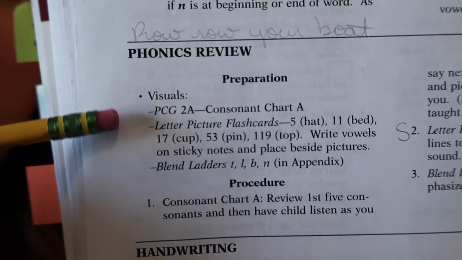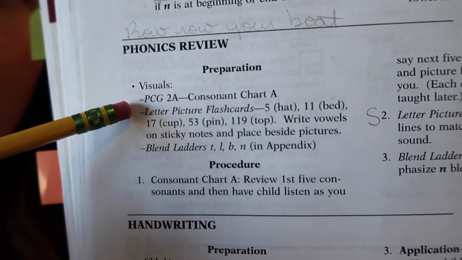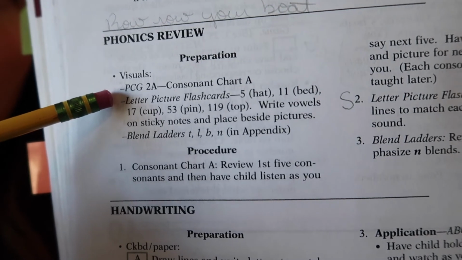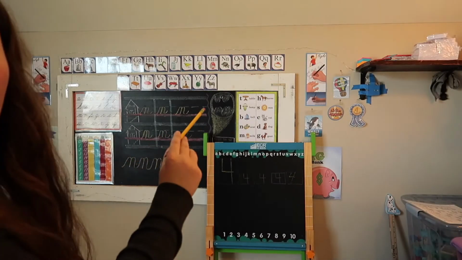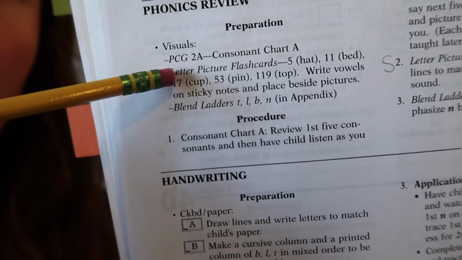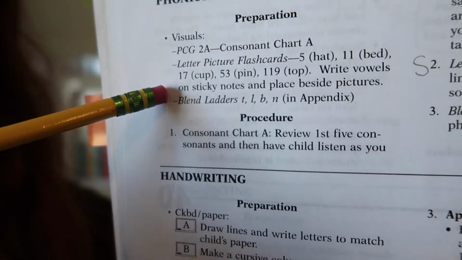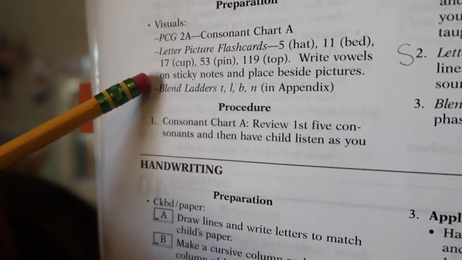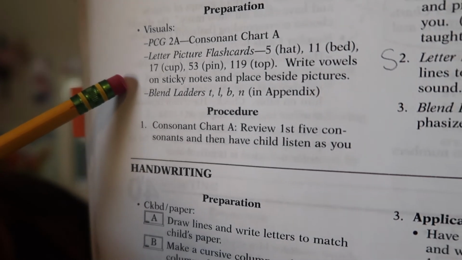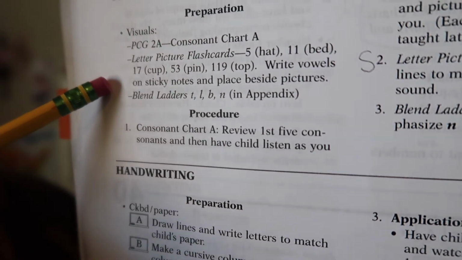Alright, so phonics review, preparation, visuals, PCG 2A, consonant chart A. PCG stands for phonics charts and games. Consonant chart, that's what's up there right now. Then it tells you letter picture flashcards 5, which is a hat, 11, which is a bed, 17, which is a cup, 53, which is a pin, and 119, which is a top, and then write vowels on sticky notes and place beside pictures.